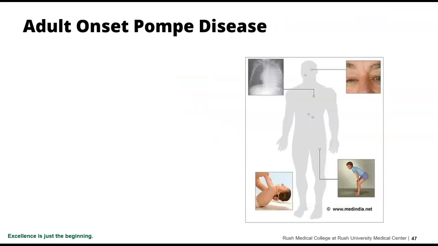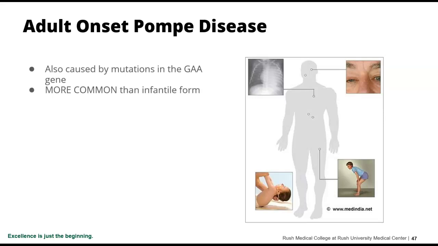Having said all that, the infantile form is not as common as the adult onset. So infantile Pompe, no enzyme. The adult form is also caused by mutations in the GAA gene and is far more common than the infantile form.